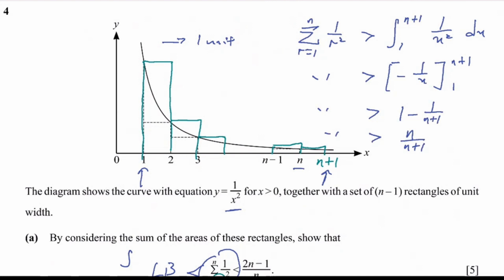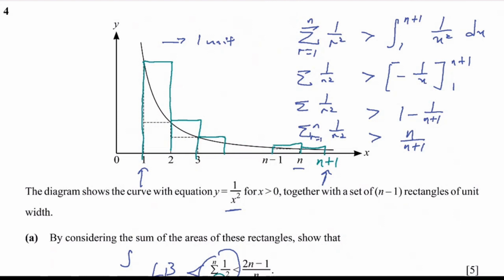I'm lazy to write all the sums there, but you know what happened there. Okay, so this is how we can find our lower bound. So r equals 1 to n.